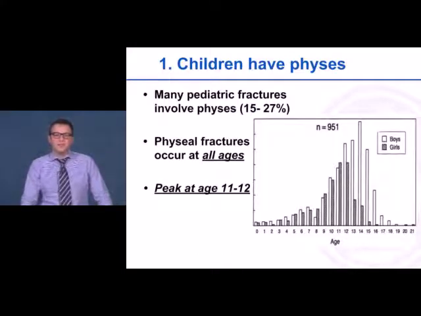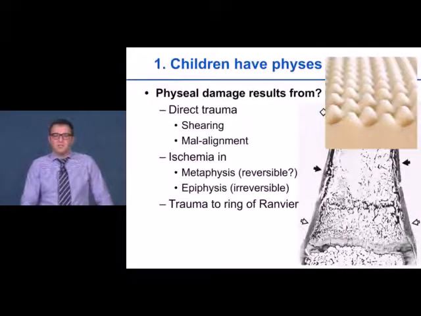So in particular, the growth plate. The growth plate seems to be an area of concern for parents whenever their child has a fracture. And what you can see from this slide is that physeal fractures can occur at all ages of children, but definitely have a peak between the ages of 11 and 12. And physeal injury can happen from direct trauma, usually from shearing or malalignment, but also can result from ischemia and trauma to the ring of Ranvier.